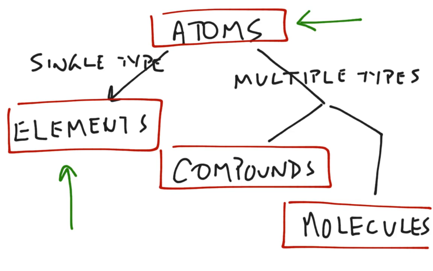When we have multiple types of atoms chemically bonded together, which we'll talk about later, it can form two different substances, a compound or a molecule, depending on how the substance is brought together.